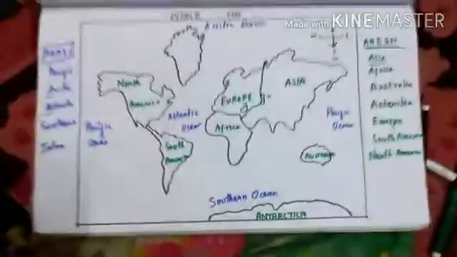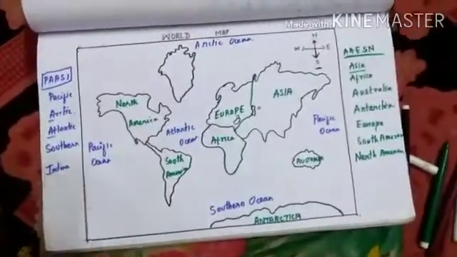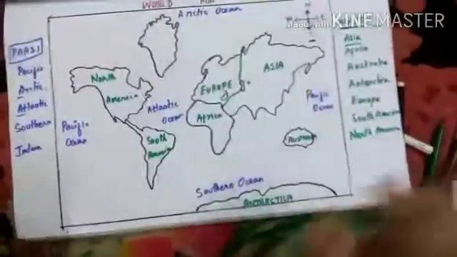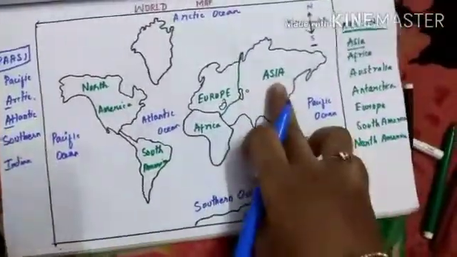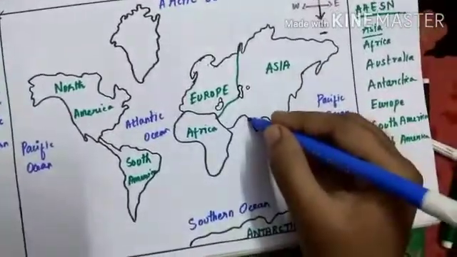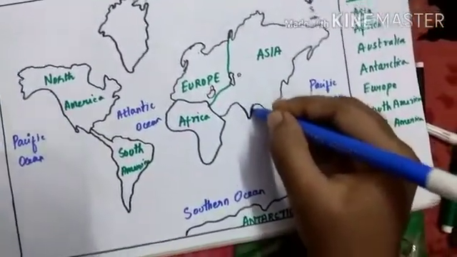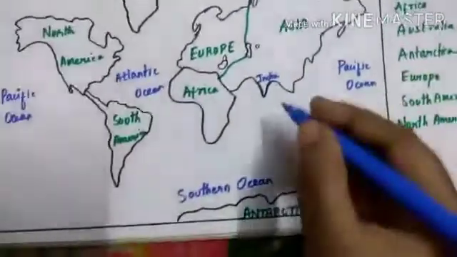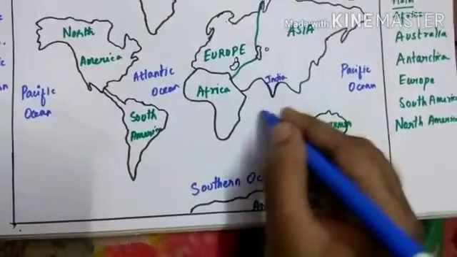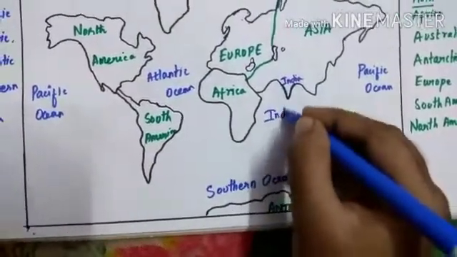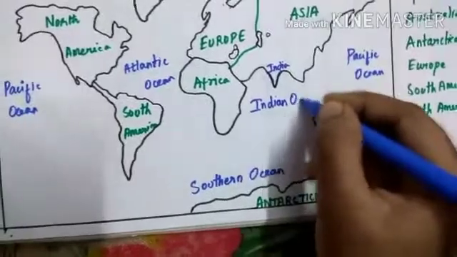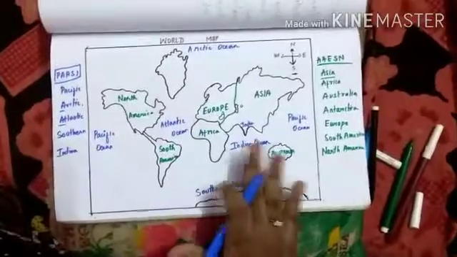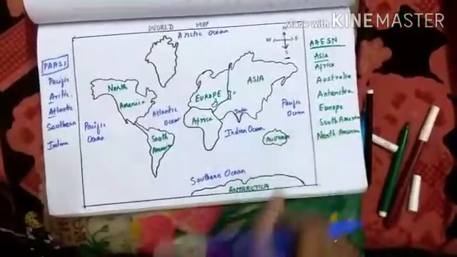Now we are going to mention the Indian Ocean. Indian Ocean is below our India. India is located in the continent called Asia. India will be in a V shape. This part is called India. And below India, this part is the Indian Ocean. That's it. We have marked all the 7 continents and all the 5 oceans.